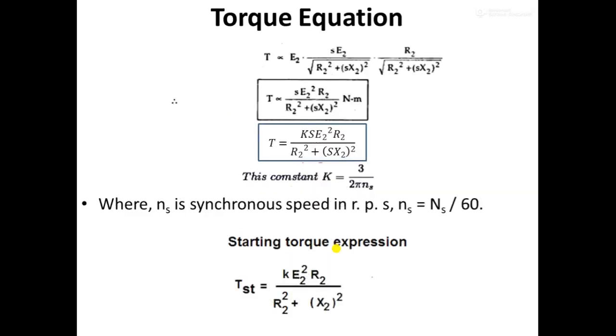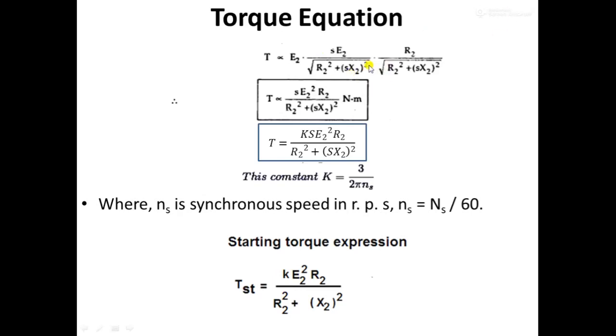Now making the substitution for I2R and cos φ2, and instead of Φ we will be writing E2 because Φ is directly proportional to E2. So altogether we can write torque is directly proportional to E2. Instead of I2R we will make the substitution sE2 divided by square root of R2 square plus (sX2) square. And instead of power factor, from the rotor circuit we will be able to draw its impedance triangle. So from the impedance triangle we can say that its power factor cos φ2 is equal to R2 divided by square root of R2 square plus (sX2) square.